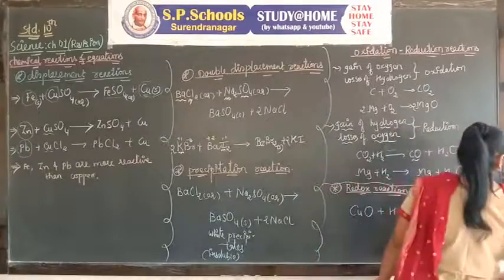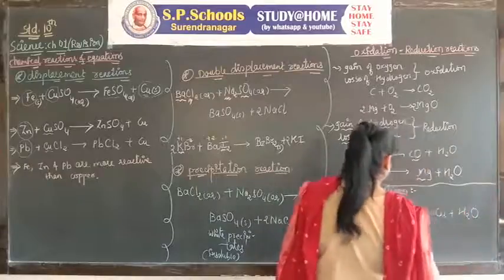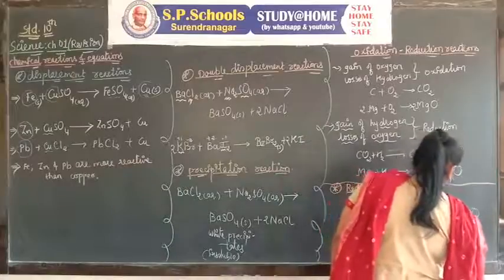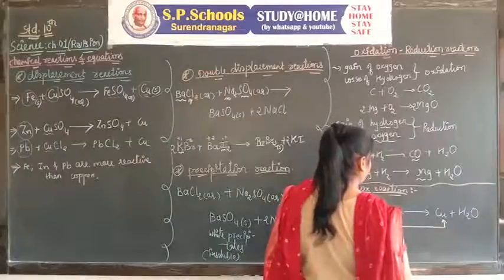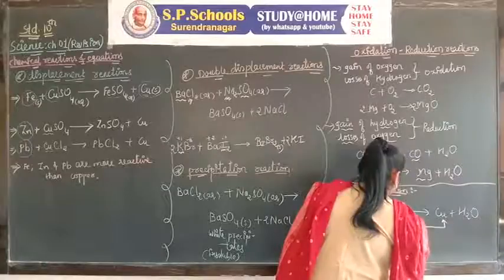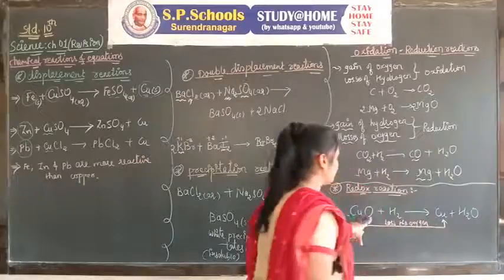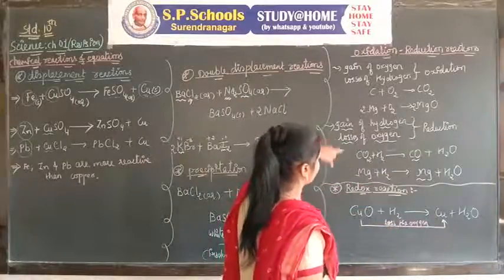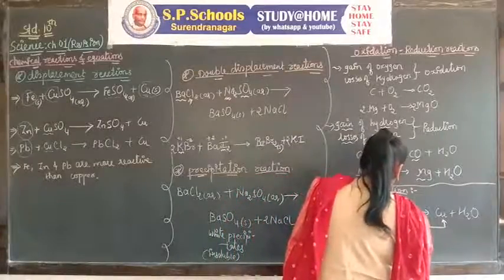See, in the case of CuO, copper oxide undergoes conversion into copper. Here, copper loses the oxygen and is converted into copper. So when it loses the oxygen, it is called reduction reaction.